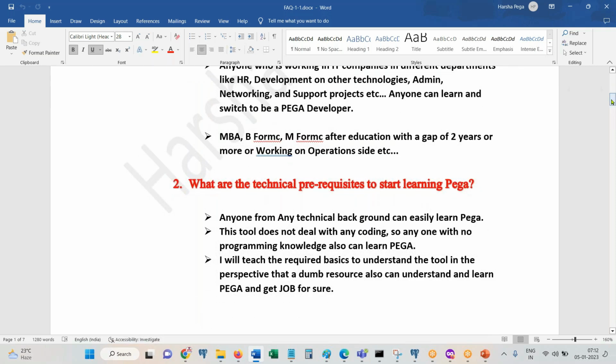Okay, and do you need any technical background? Should you know any other technologies already? No, that is not required. While we are going through our sessions, everything related to basics like database basics, OOPS concepts, all that will be covered by ourselves. Even if you do not know any other technology, definitely you will be able to learn it, given you show 100% dedication.